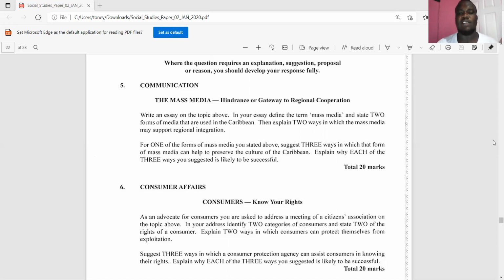Then explain 2 ways in which the mass media may support regional integration. How do you think the mass media can support regional integration? I want you to think about it with the understanding that you know or you have some idea of what regional integration is. How do you think the mass media can help with regional integration?